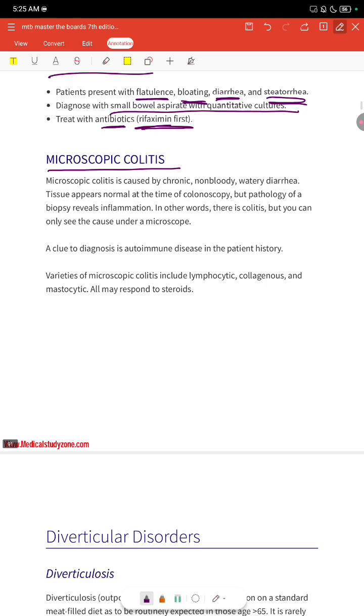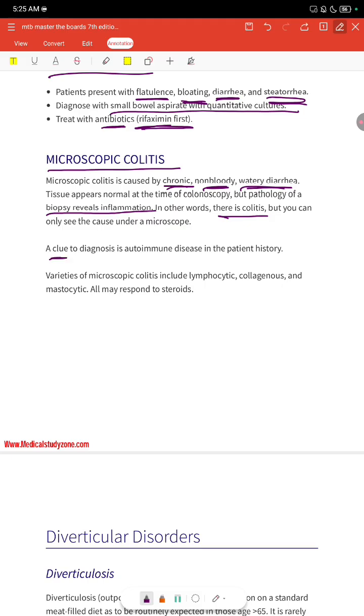Microscopic colitis. Microscopic colitis is caused by chronic, non-bloody, watery diarrhea. Tissue appears normal at the time of colonoscopy, but pathology of a biopsy reveals inflammation. So colonoscopy is normal, but biopsy reveals inflammation. It is caused by chronic non-bloody watery diarrhea. In other words, there is colitis, but you can only see the cause under a microscope.